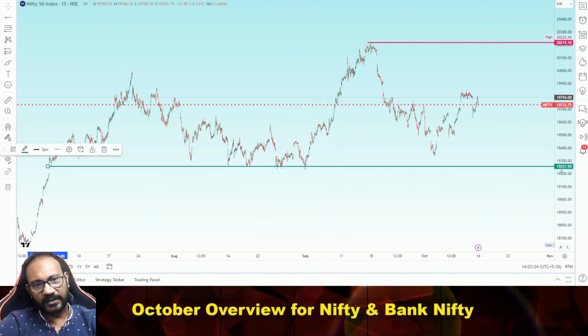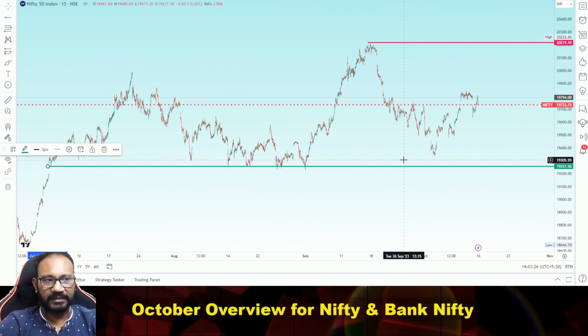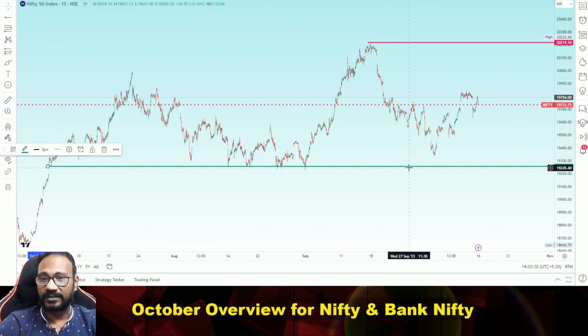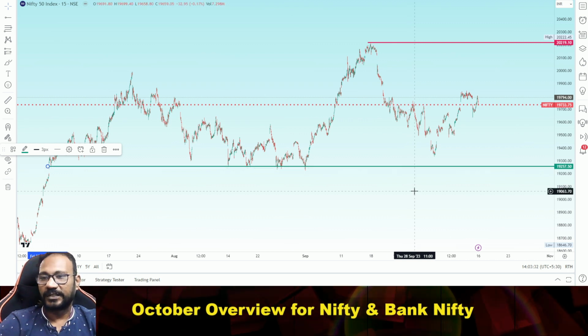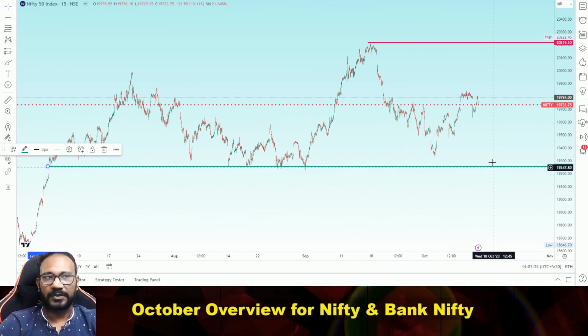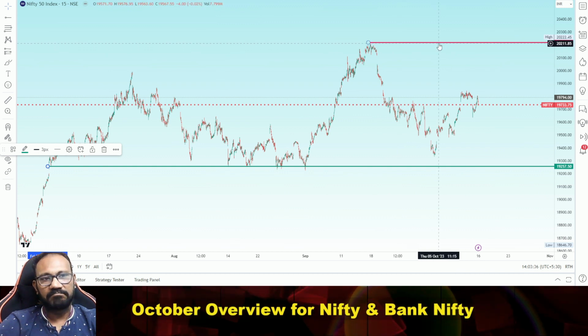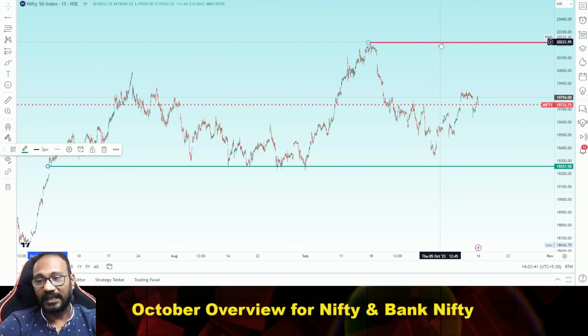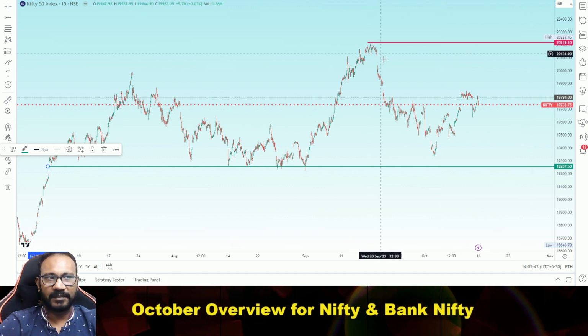So this is a strong support area, which is around 19,250. This is what I was also mentioning in other videos and in the discussions in the group. At 19,200, you find some strong support. And then at 20,000, that is a lifetime high, and that will act as a strong resistance because that's where the market started to fall.